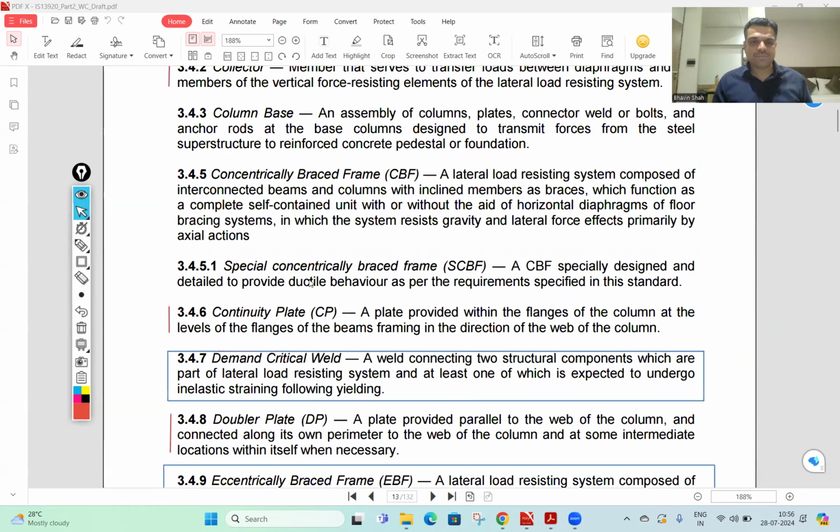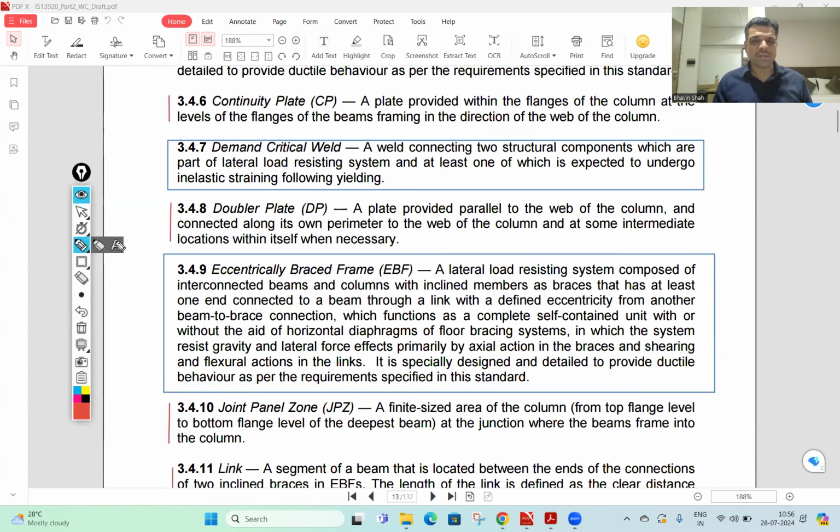For the steel building, a demand critical weld is nothing but a weld which is connecting two structural components, which are part of the lateral load resisting system, and at least one of which is expected to undergo inelastic straining following yielding. So if one of the components is likely to undergo inelastic straining, then that weld will be considered a demand critical weld. Of course, there will be stringent requirements for the design of such type of weld.